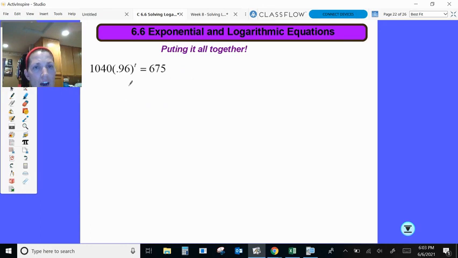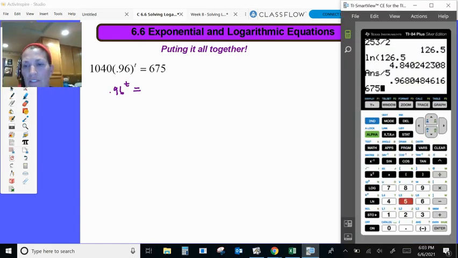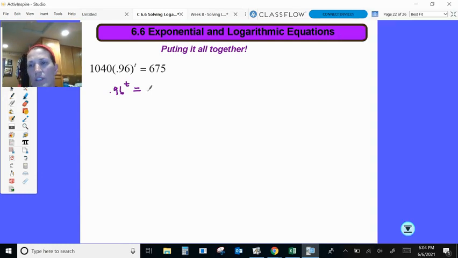Okay. This is similar to the one we just did with the e. This time I just take a log. So I divide by 1040. I'll just go ahead and do this. So 0.96 to the t would equal 675 divided by 1040, which is 0.649.